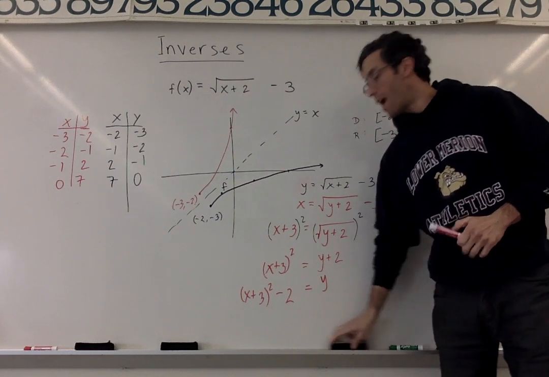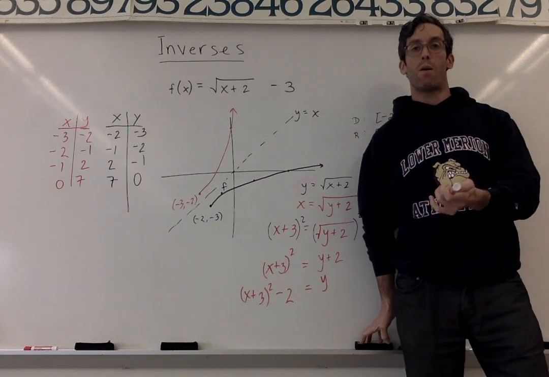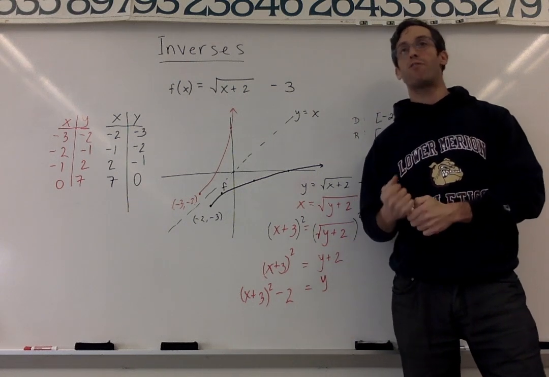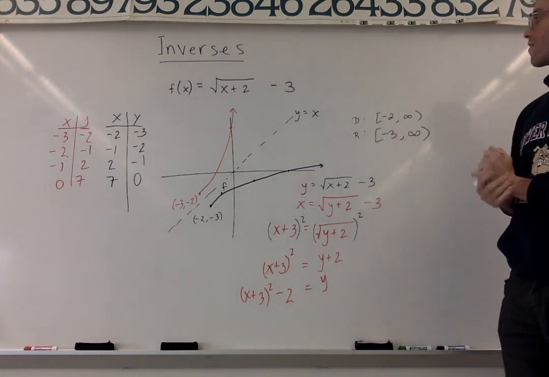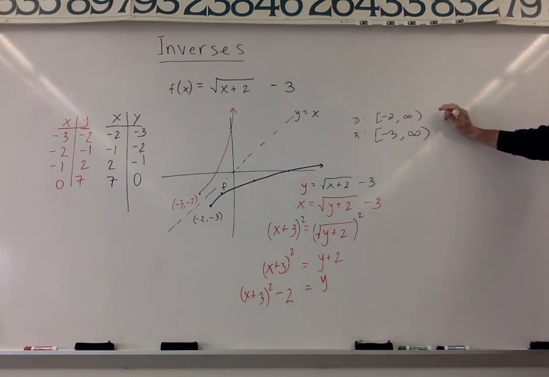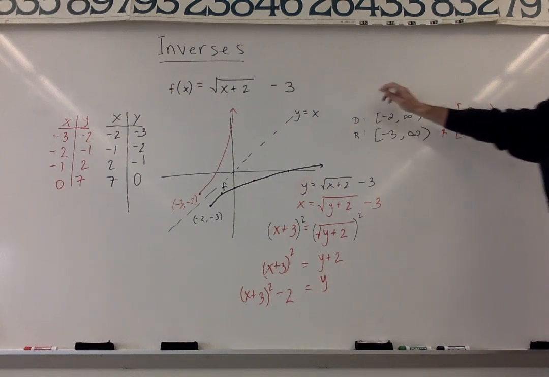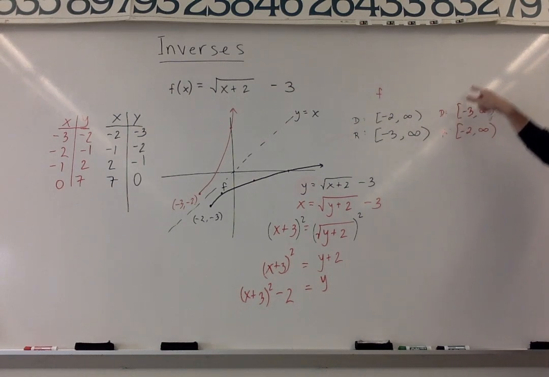Now, not to give you too much new stuff in one video, but one trick to this, if you have trouble knowing how to write the restriction here, you can always keep in mind that the domain and range always get switched. So the domain of the inverse is going to be negative 3 to infinity, and the range is going to be negative 2 to infinity. So just keeping this in mind, this is the function, the original f, and this is the inverse.